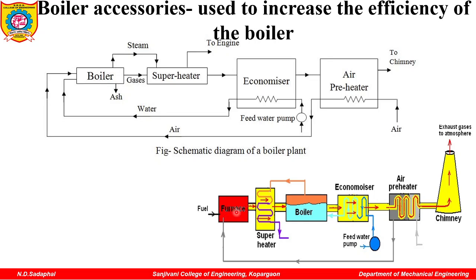So in this way, there are three accessories: air preheater, economizer, and superheater. All these play an important role in increasing the efficiency. These are not compulsory for the boiler. So this is all about the boiler mountings and accessories. Thank you.